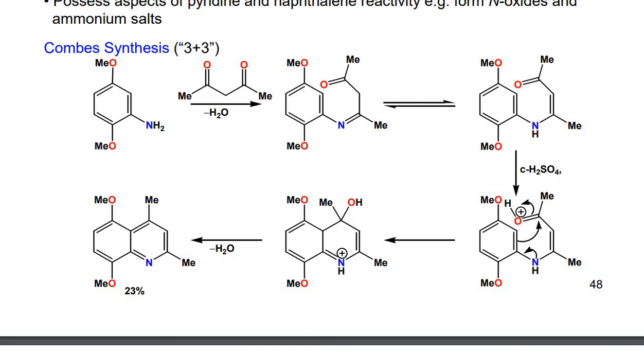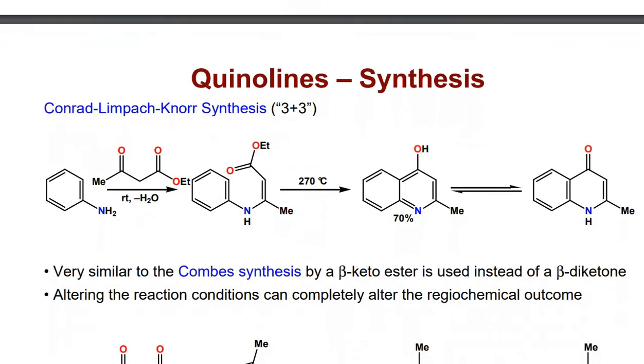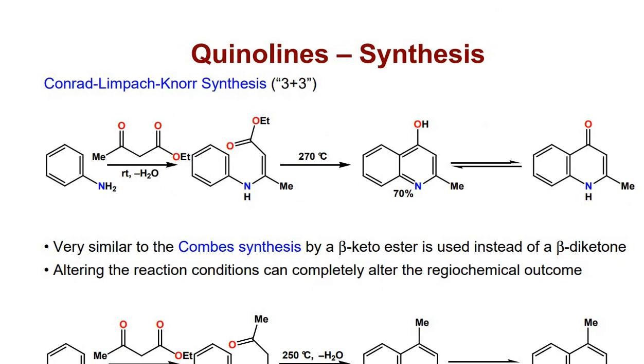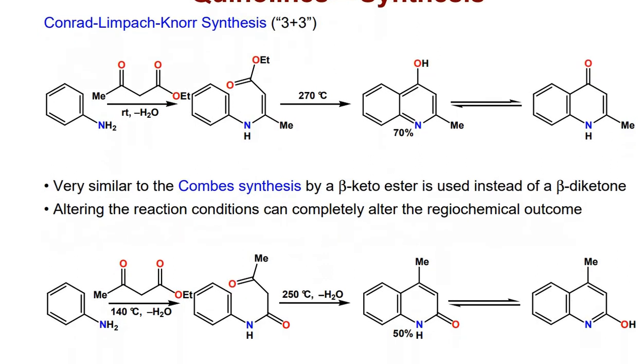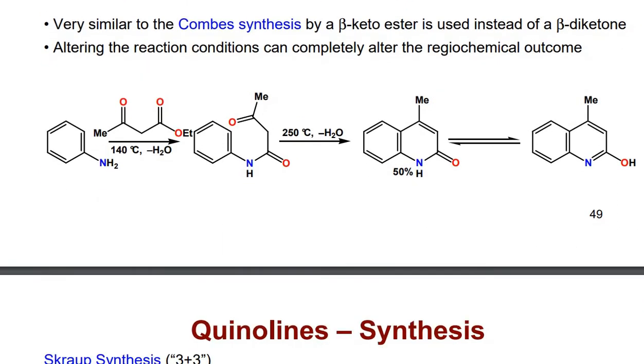Write it down in your notebook. Practice it. Practice. You can see in the quinoline synthesis, the Conrad-Limpach-Knorr synthesis. Very similar to the Combes synthesis, but a beta-ketoester is used instead of a beta-diketone. Altering the reaction conditions can completely alter the regiochemistry outcome.